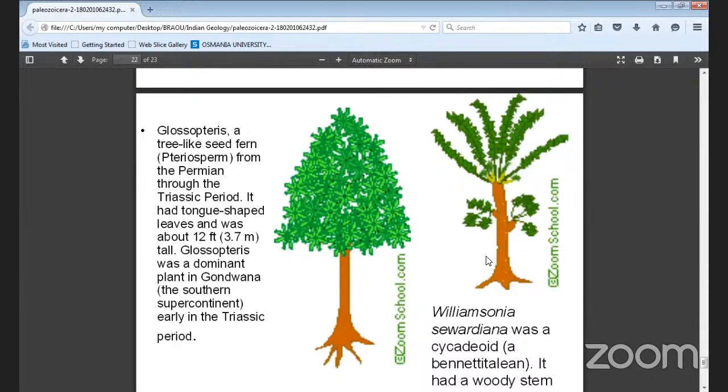And Glossopteris is like a tree, it is a seed fern. From the Permian through the Triassic period, it had tongue-shaped leaves and was about 12 feet tall. Glossopteris was a dominant plant in the Gondwana group. It was in the early Triassic period.